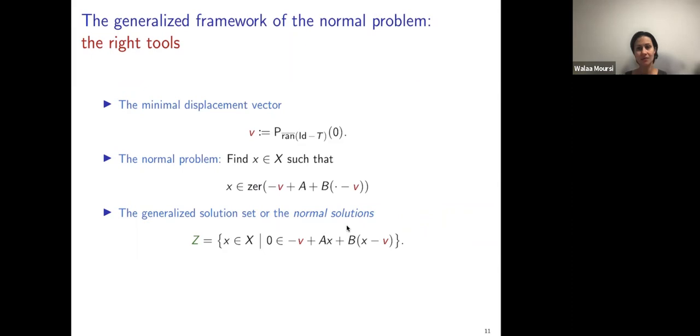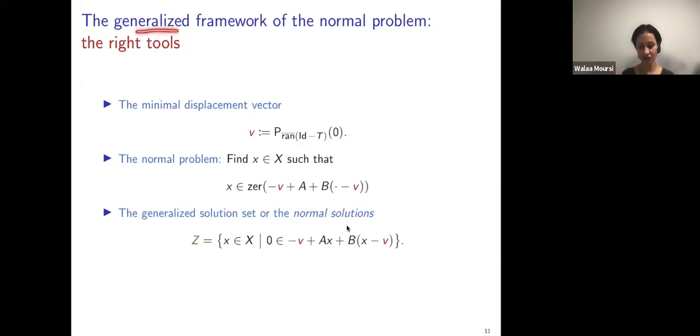The thing is, this means that we don't have minimizers. As I said earlier, existence of minimizers is equivalent to existence of fixed points of the operator T. So we don't even have fixed points to talk about. And the first thing to proceed is we asked ourselves, what would be the right framework to talk about, because the problem does not have a solution.